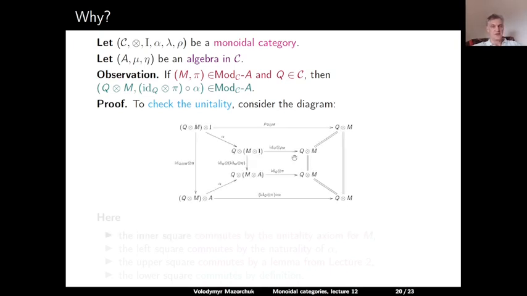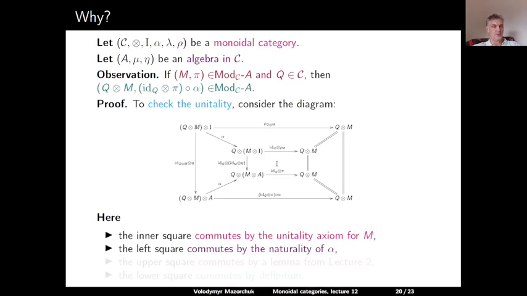For the unitality, consider the following diagram. So we take the unitality axiom for M, we apply Q to it, this is the inner square, and then we rearrange the brackets to get the outer square, and then we connect them via the associator. So in this diagram, the inner square commutes because it's the unitality axiom for M. The left square commutes by the naturality of the associator.